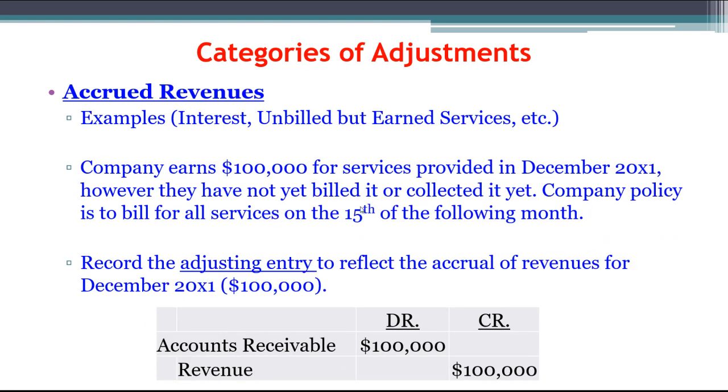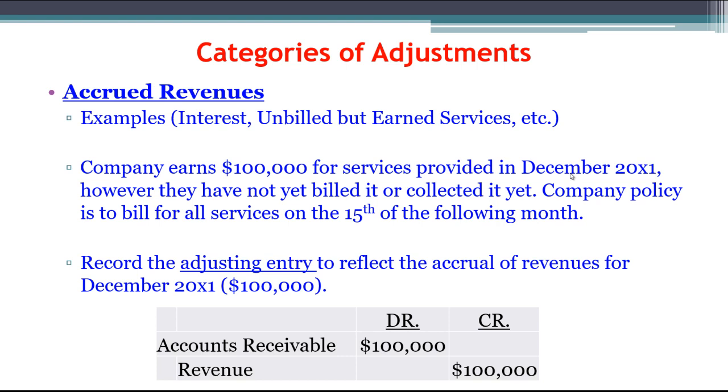The fourth category is your least common one, but it certainly does happen. It's not extremely rare. We have interest, which is the most common way this could happen, but we also have unbilled but earned services. So let's say this company has $100,000 of services they provided in December of year 1, but due to their billing policy, they haven't yet billed for it, so they haven't recorded a journal entry yet, and they haven't collected it yet.